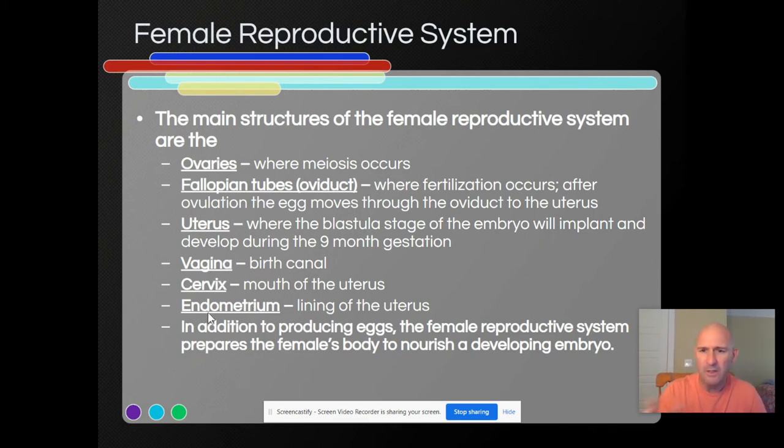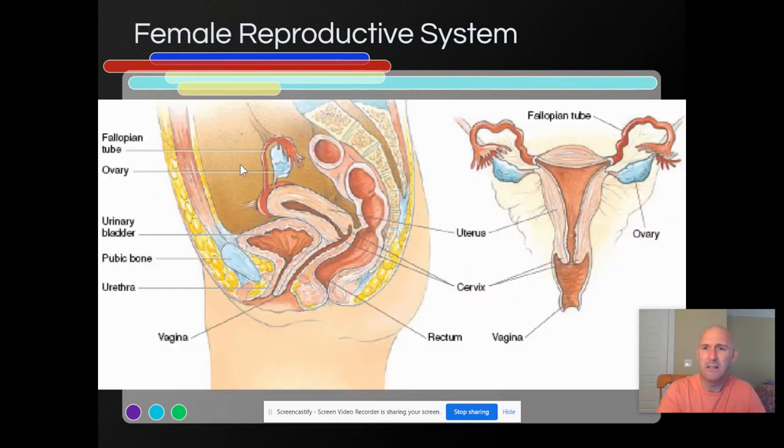Again, going through these key structures, we'll highlight these as we go through various processes. Key thing is inside the ovaries, there are regions where eggs mature and develop, and those regions are known as follicles, which is highlighted in a second.